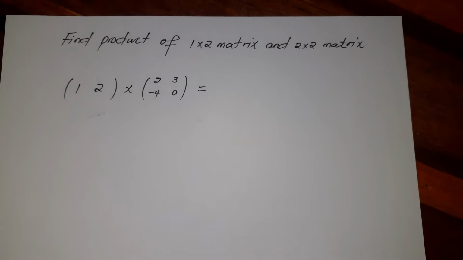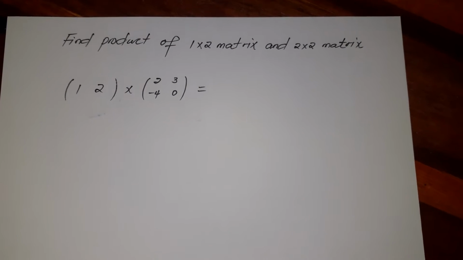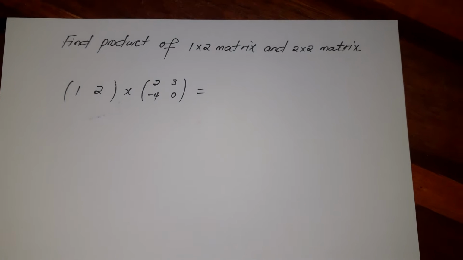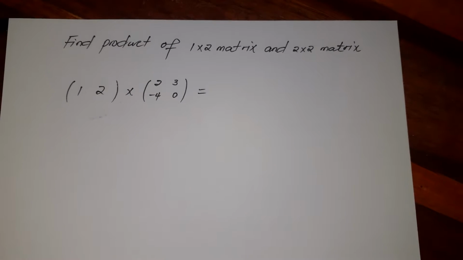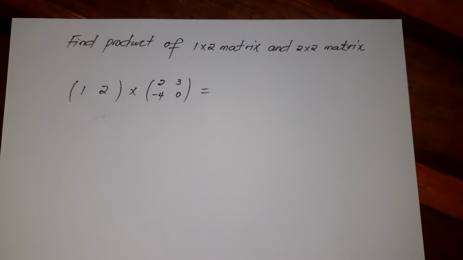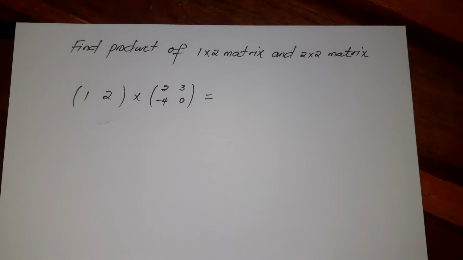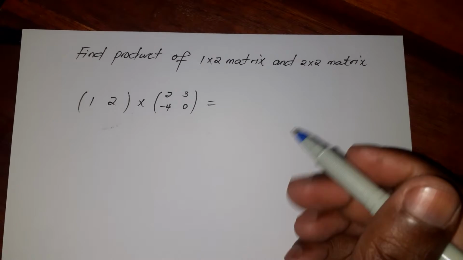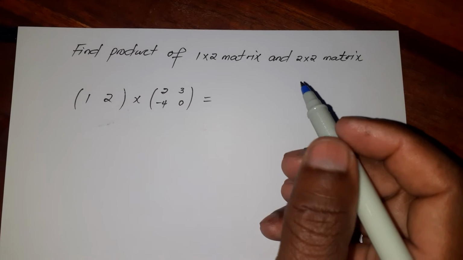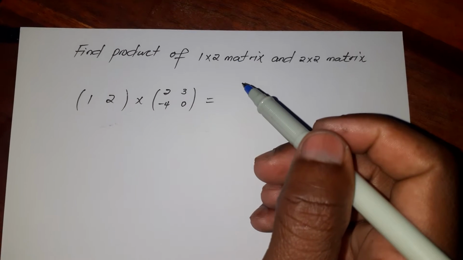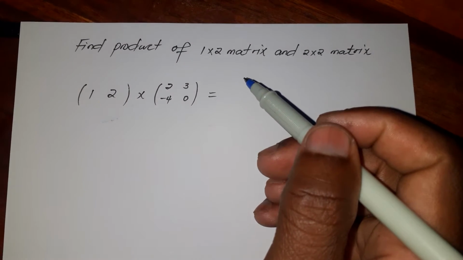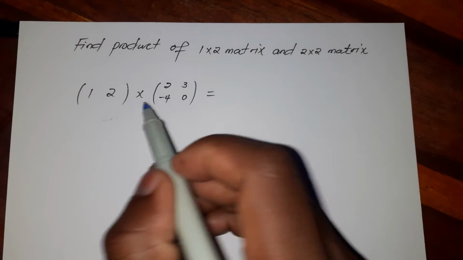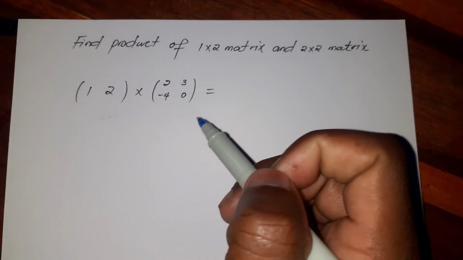In this video, we are going to look at the product of 1 by 2 matrix and 2 by 2 matrix. We need to recap on what we call columns and rows. Let's start with the 2 by 2 matrix.